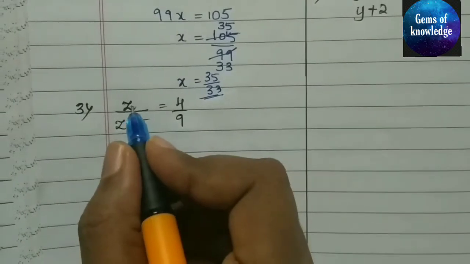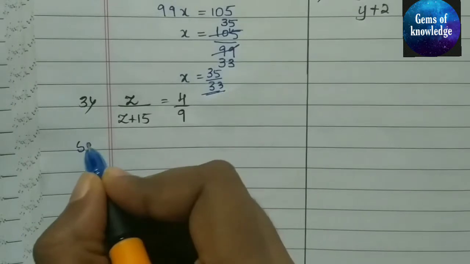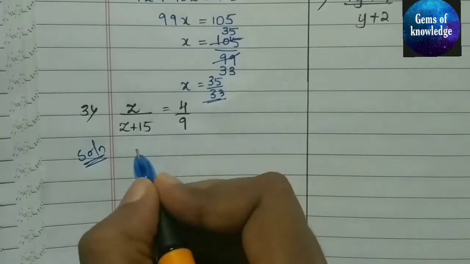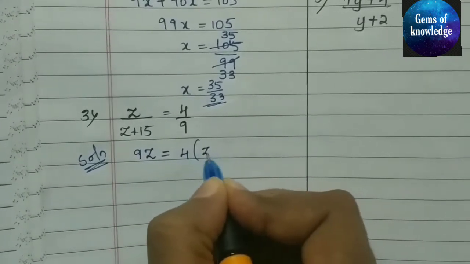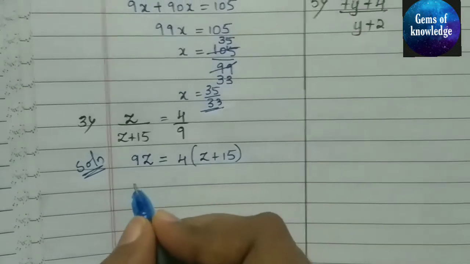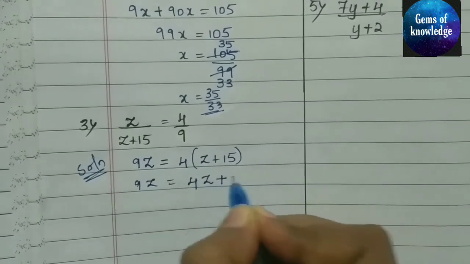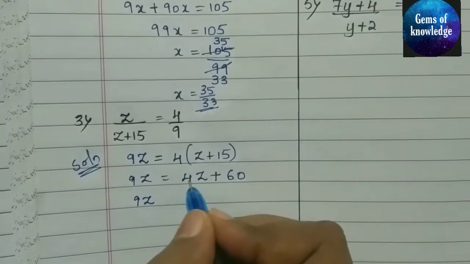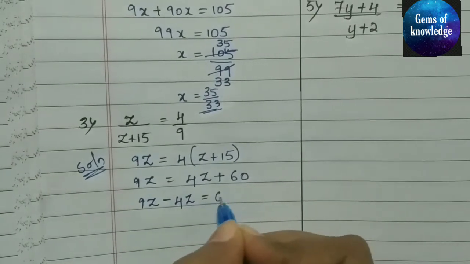The next question is the third one. You can see z divided by (z plus 15) equals 4 by 9. Here also we have to cross multiply. So we get 9 into z, which is 9z, equals 4 into (z plus 15). So 9z equals 4 into z is 4z plus 4 15s are 60. So 9z, when you bring this 4z to this side, it becomes minus 4z, equals 60.